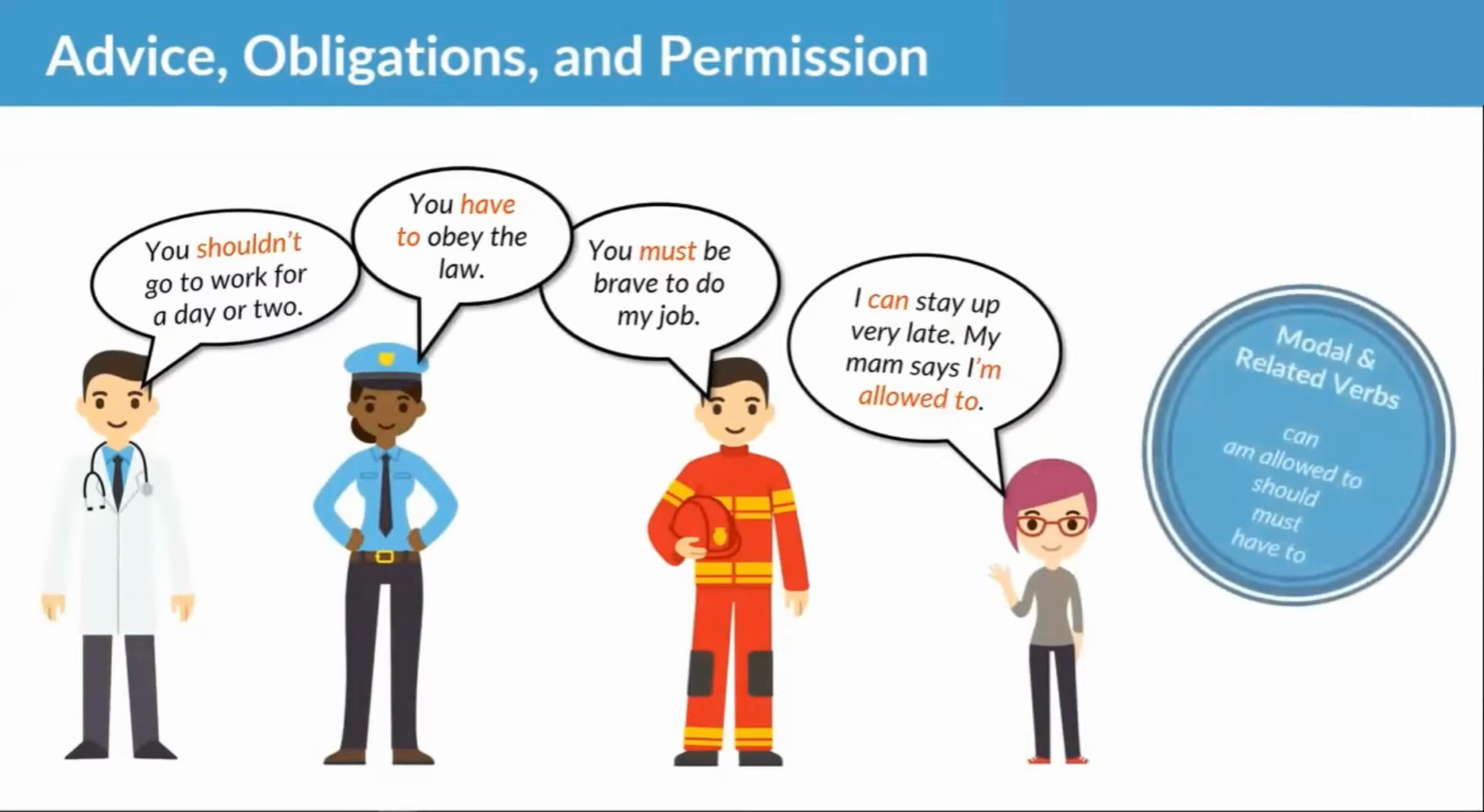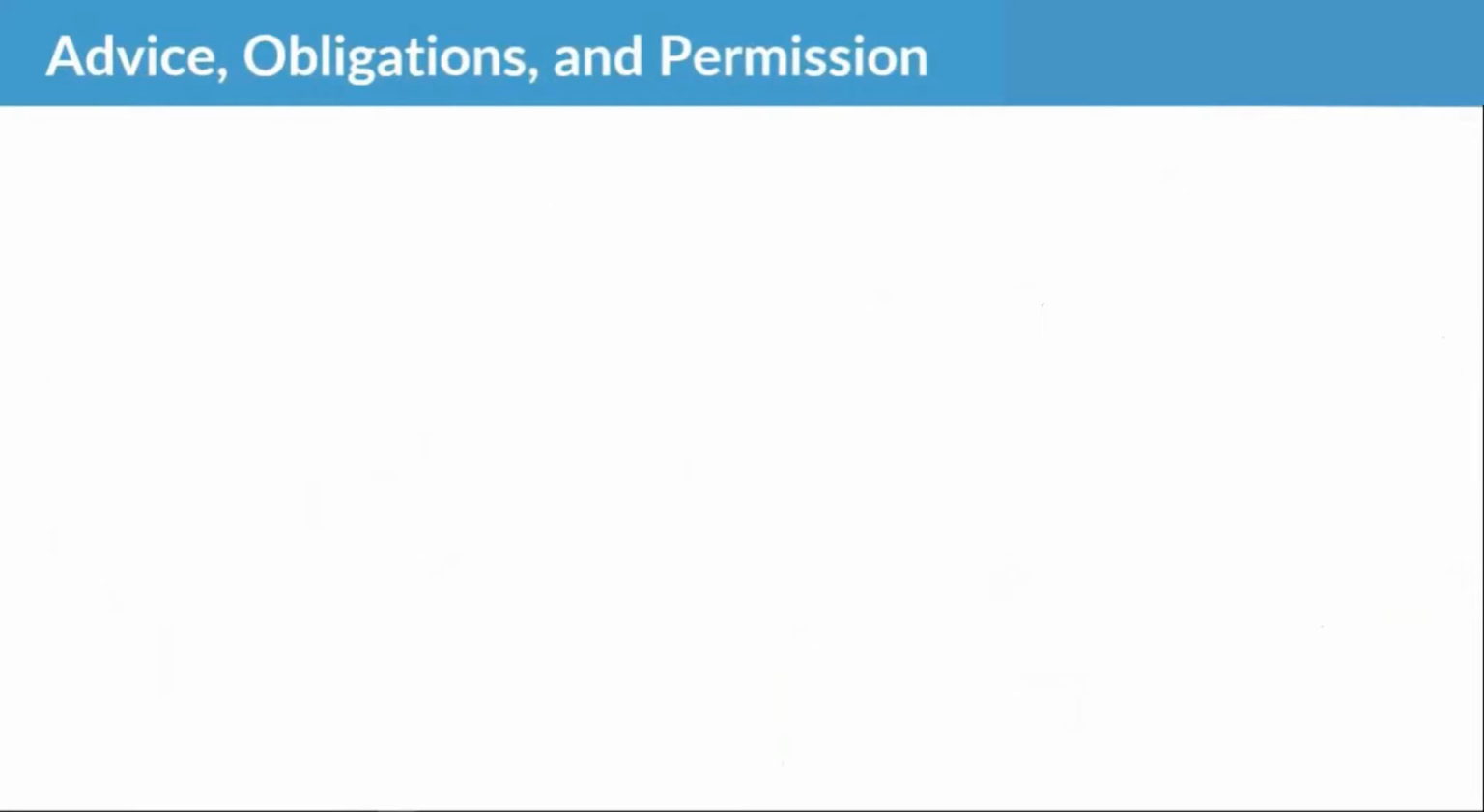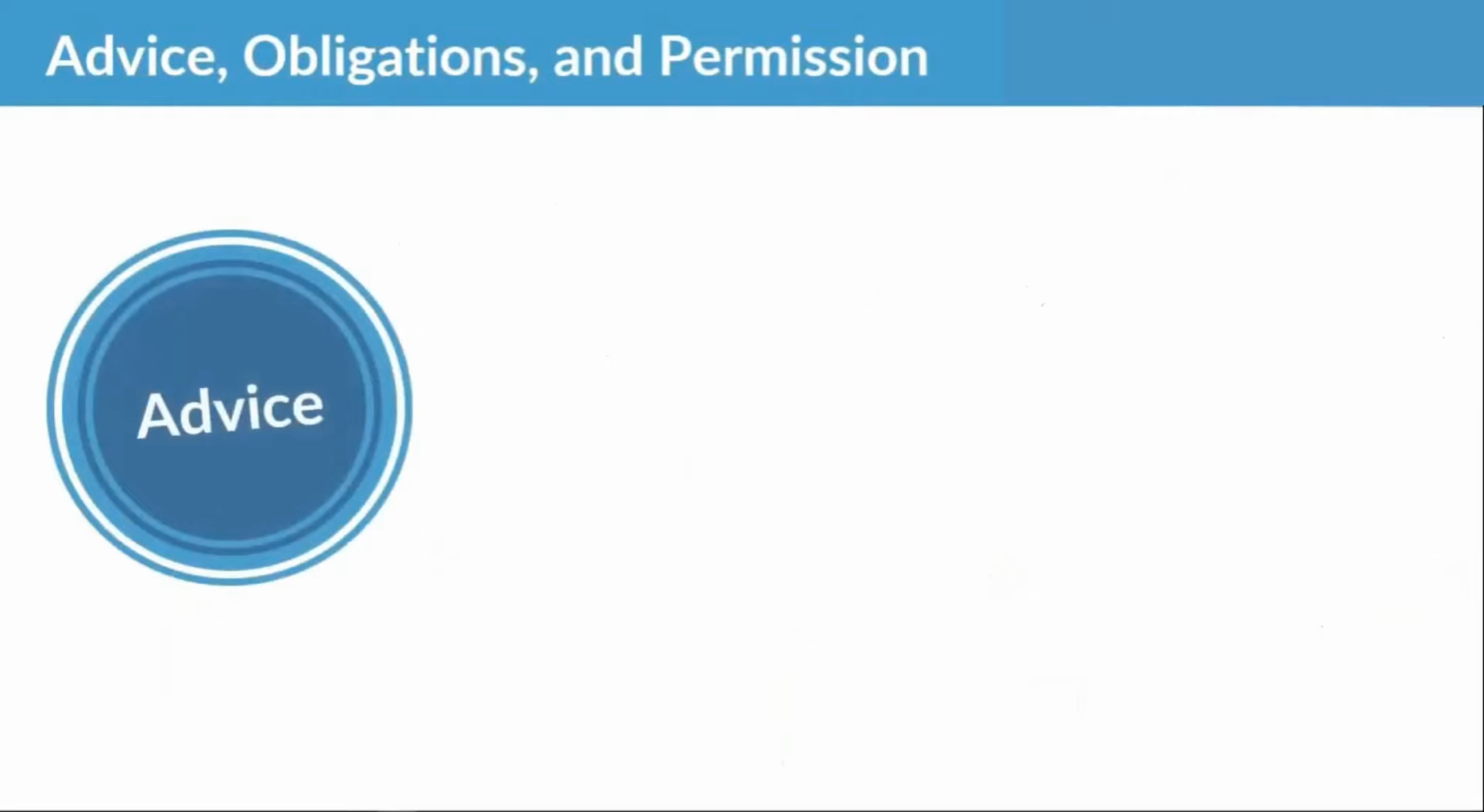Okay, so very good work, everyone there. And these are all modal or related verbs. So can, am allowed to, should, must, have to. Now we have seen a lot of modal verbs already in this course. And some of these we've seen already, like can and should. But remember, modal verbs like this have a lot of different uses. So for tonight's lesson, we are only looking at advice, obligations, and permission. So let's start off with advice.